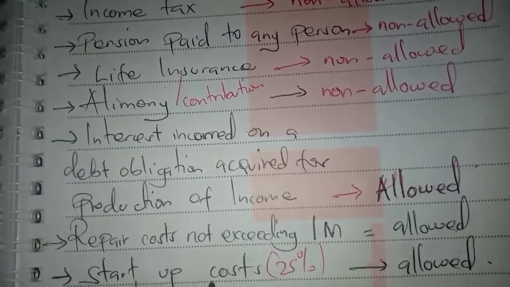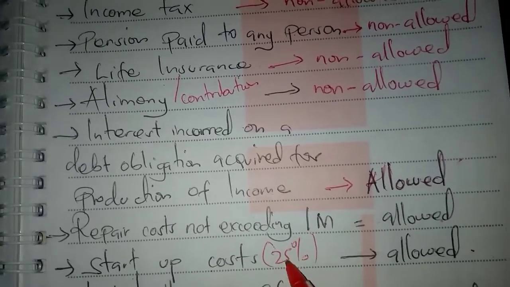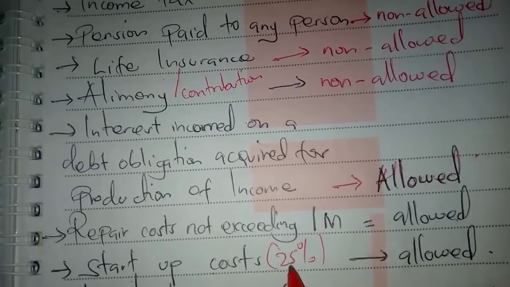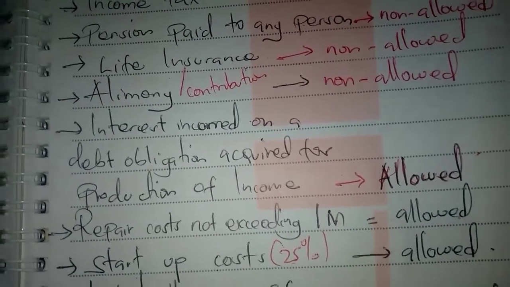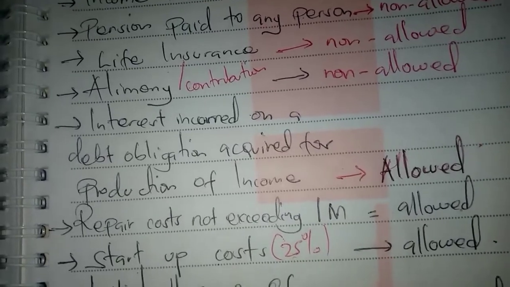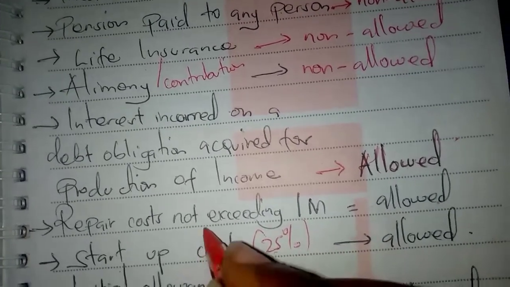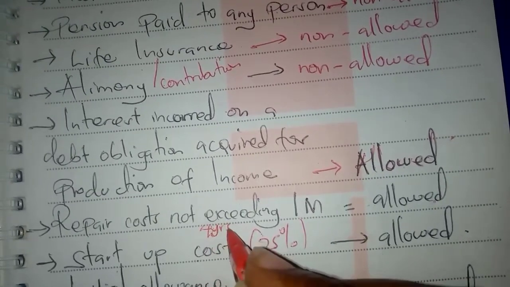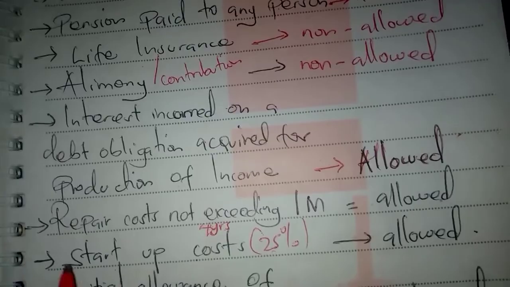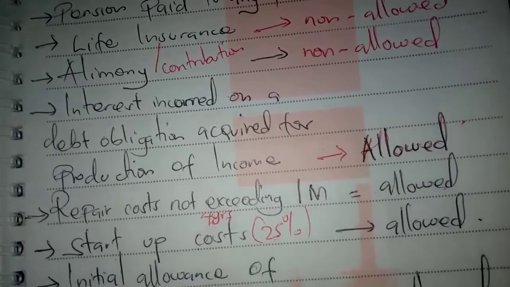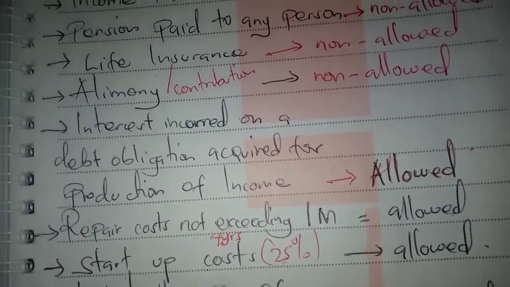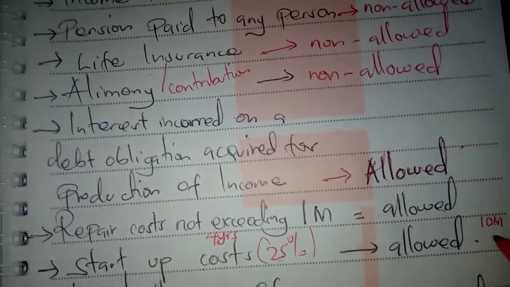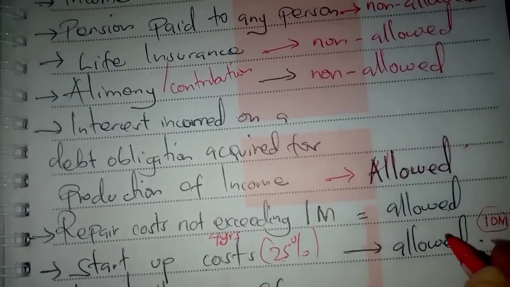And then startup costs, 25% of it is allowed in the year in which the costs were incurred, and then in the following 3 years. So startup costs are for 4 years. They are allowed for 4 years, but in that very year in which they were incurred, we allow 25%.